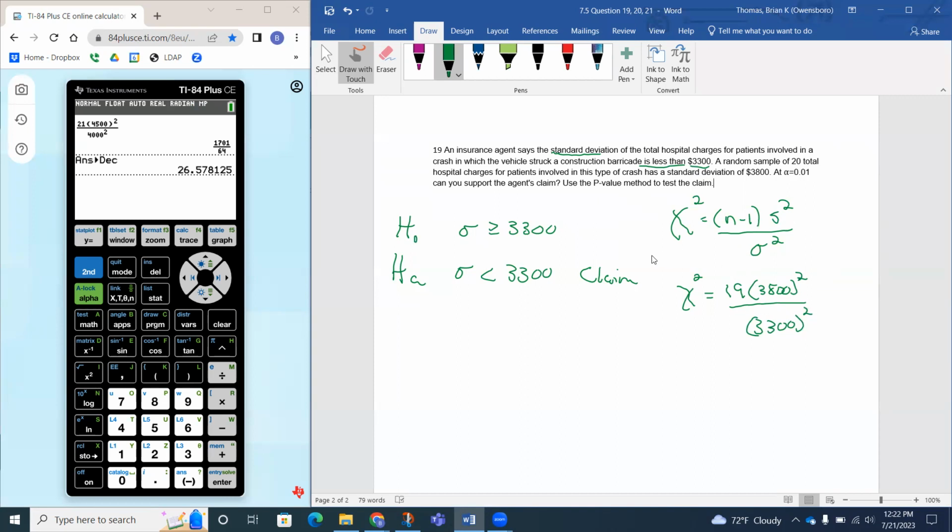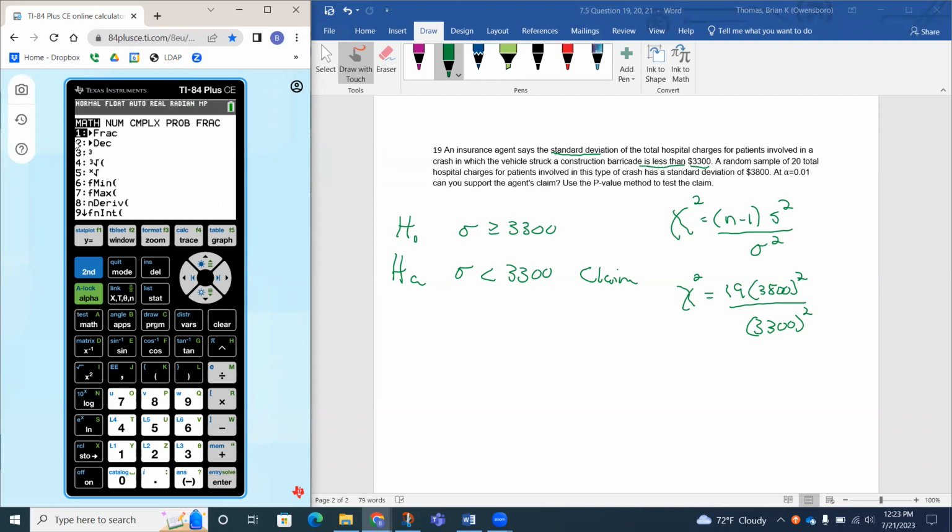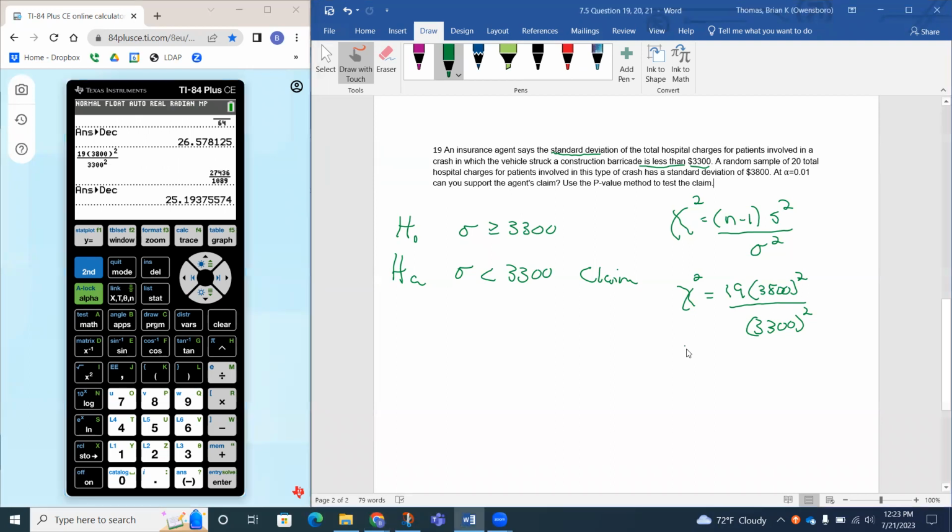So using our calculator, we can find our standardized test statistic. I'm going to use the alpha key and just put it in as I see it there, using fraction. So 19 times this 3,800, and we'll square that, and then divide it by the 3,300, and we'll square that. And then we'll change it to a fraction: math, answer to fractions, number 2. So that's the sample test statistic, and we use chi-squared to represent that. If we round to 2 decimal places, we're going to have 25.19. That 3 would tell us to bring it on down. So 25.19.